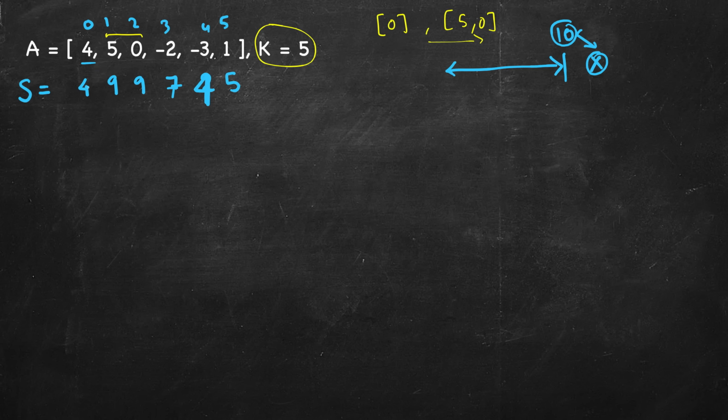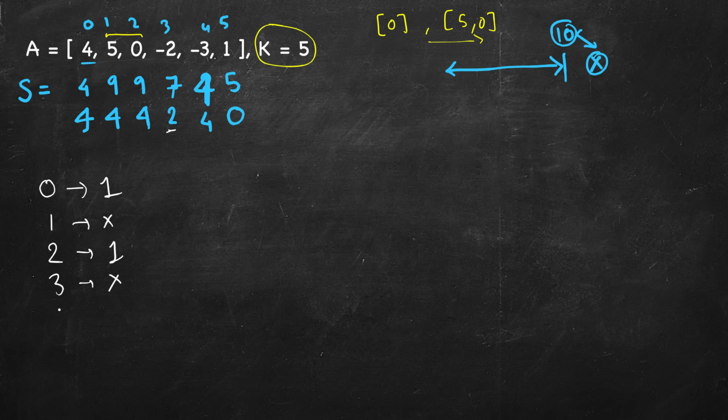So for, let's see, these are the sums. Now let's take their modulo. This modulo is 4. This modulo is again 4. This is again 4. This is 2. This is 4. This is 0. So what can we say? The count of 0 remainder is 1. This one, count of 1 is 0. 2, there is 1 here. 3, nothing. 4, we have 4.